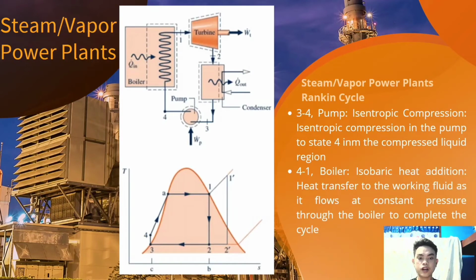Three to 4, pump: isentropic compression in the pump to state 4 in the compressed liquid region. Then 4 to 1, boiler: isobaric heat addition. Heat transfer to the working fluid as it flows at constant pressure through the boiler to complete the cycle.